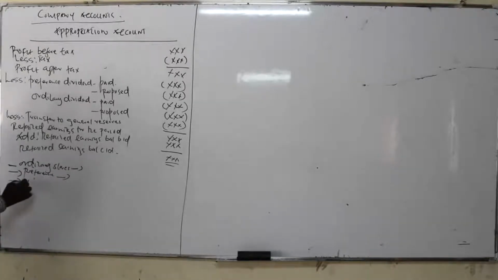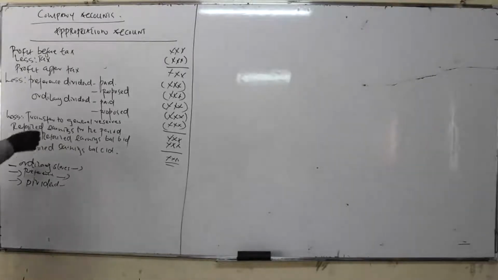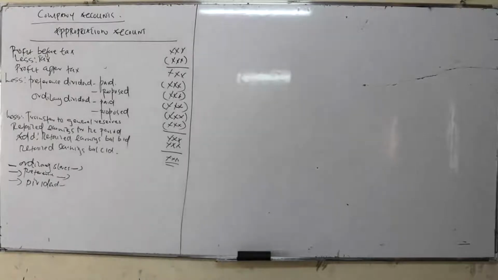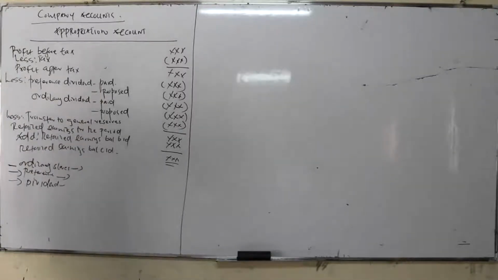And then we have dividend. Dividend is part of the profits that is paid to the shareholders for their investment, for their capital invested in the company. So we said we have two types of dividend: preference dividend and ordinary dividend. The paid dividend has already been paid to the shareholders. You will get it in the trial balance. And the proposed one is that portion of the dividend that is yet to be paid. This one always you'll be directed in the additional information.